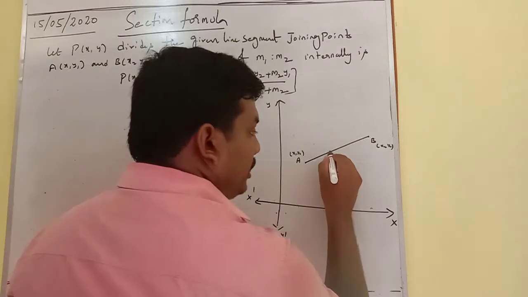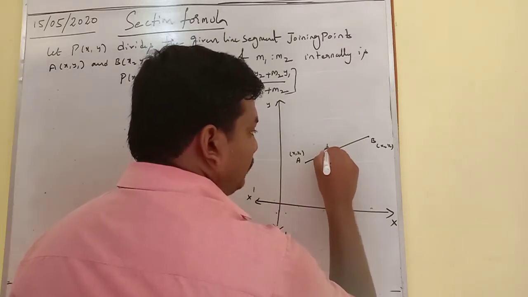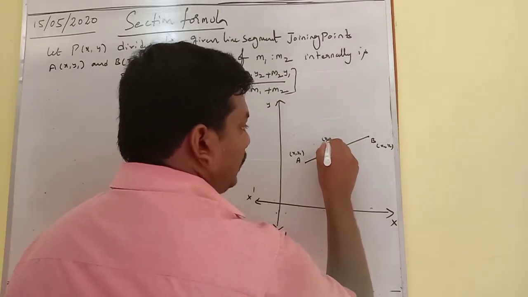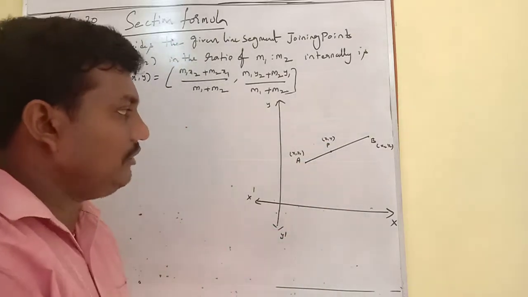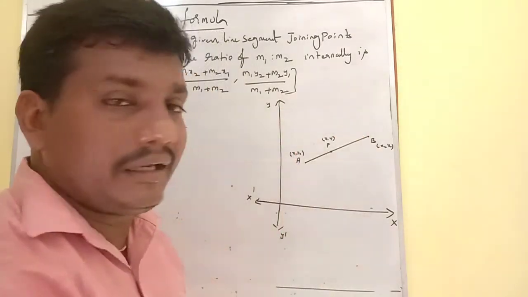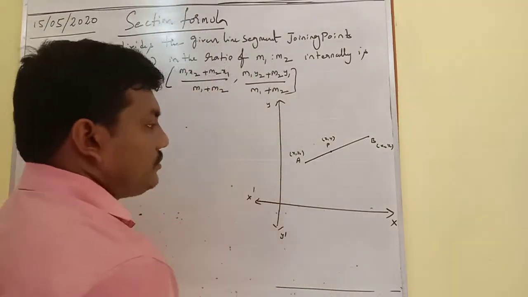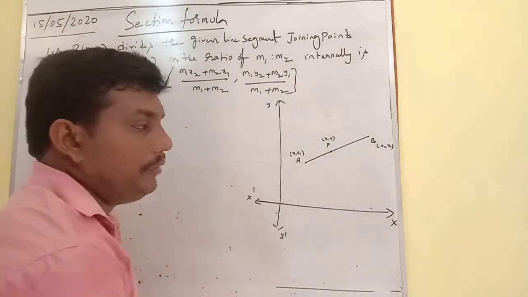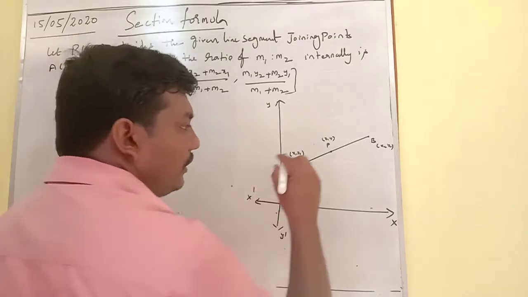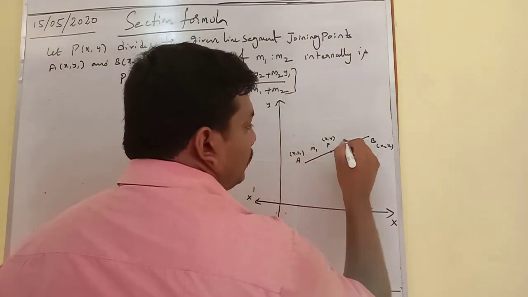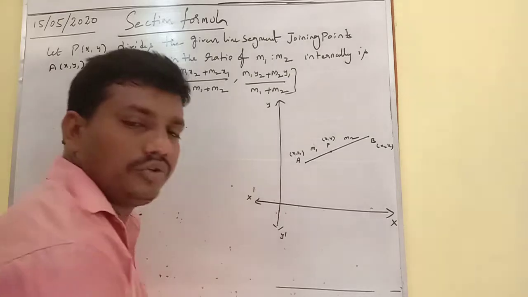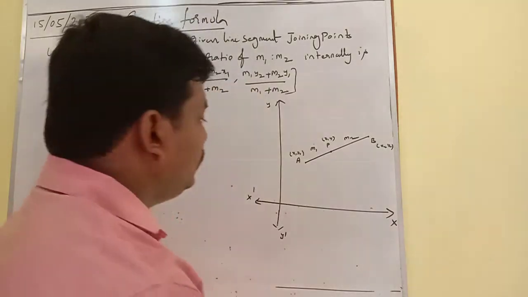We know that any point P divides the line segment; this is P (x, y). Let me consider the line segment on the Cartesian plane, with A (x1, y1), B (x2, y2) and P (x, y), dividing in the ratio m1 is to m2.